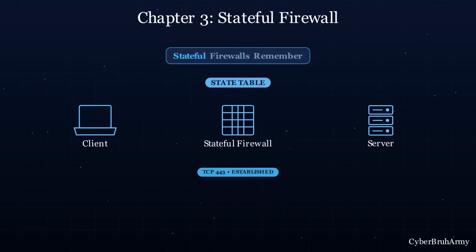A stateful firewall goes one step further by maintaining a state table that records active network connections. When the client begins a TCP connection, the firewall observes the connection setup and records the session information. After the session becomes established, the firewall can recognize subsequent packets as belonging to that same conversation. That means a legitimate server response can be allowed because it matches an existing connection in the state table. The firewall is no longer asking only whether a packet matches a rule, it is also asking whether that packet makes sense in the context of a known session.